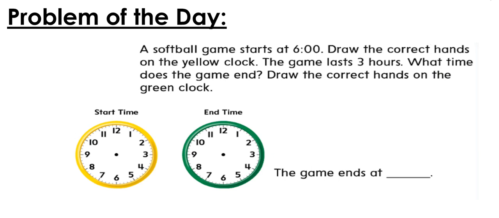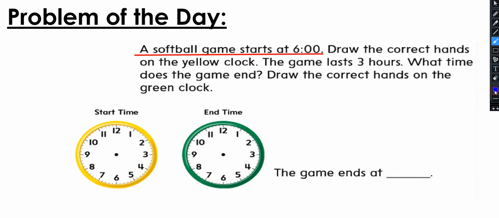Remember, when we do a problem, we have to do 3 steps. First, we have to understand, and we underline what we know. We know that the softball game starts at 6. And we need to draw the hands on the yellow clock. Okay, so let's draw the hands on the yellow clock. This is the time that the game started.